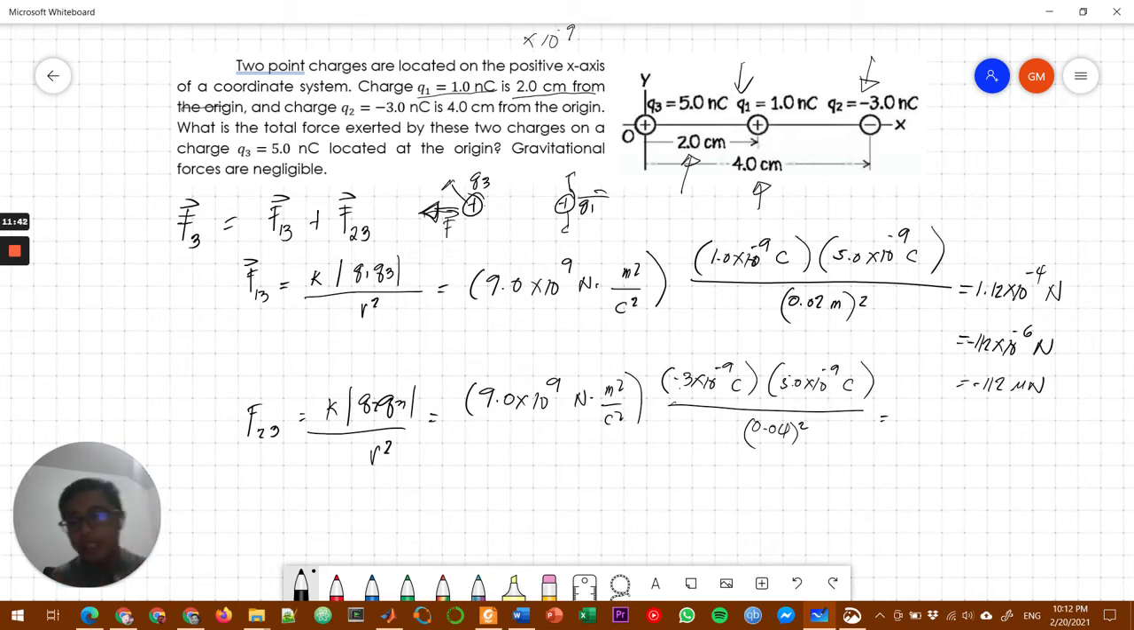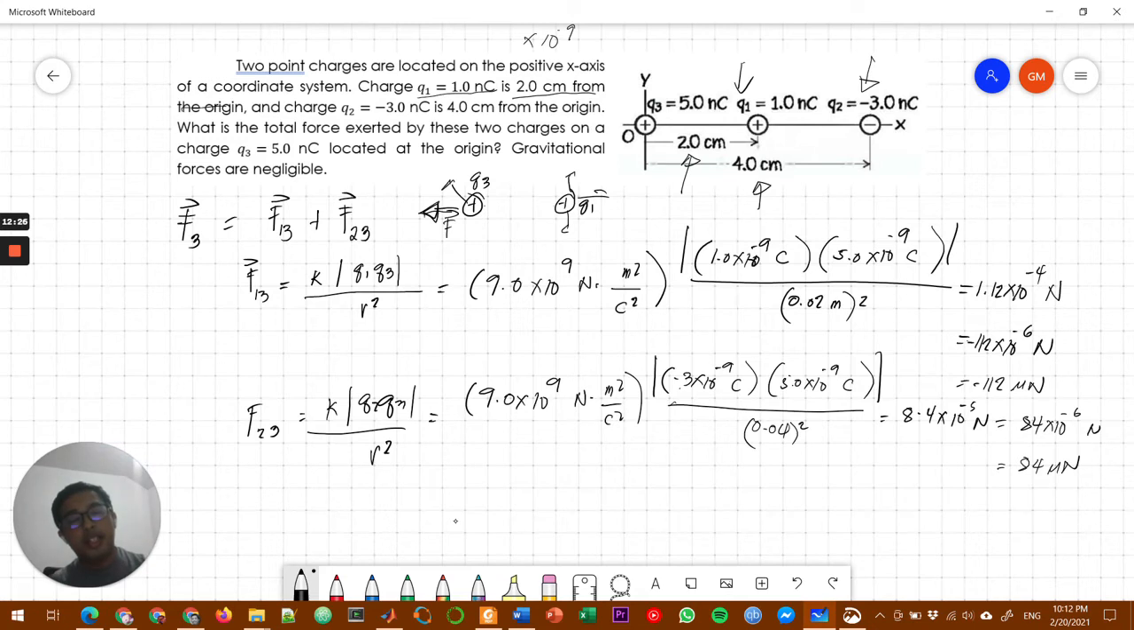If you calculate that using a calculator, you will find that the result is 8.4 times 10 to the negative 5 Newton, or that is equivalent to 84 times 10 to the negative 6 Newton, or 84 micro Newton. Now, this is the absolute value. Okay.